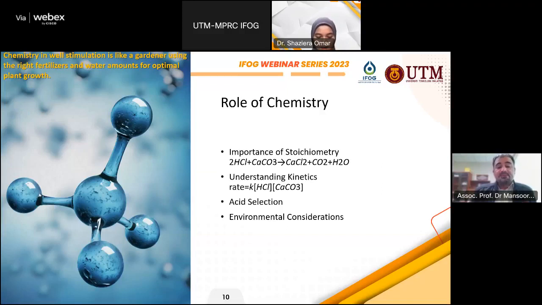Finally, we must consider the environmental implications. Many of the chemicals used in well stimulation, including acids, can pose significant environmental risk. Careful selection and handling of these chemicals, guided by our understanding of the chemistry, can help mitigate these risks.